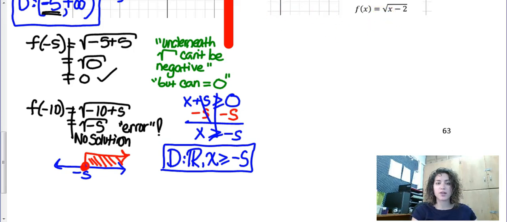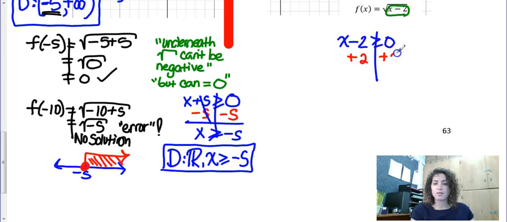So I'm going to take what's underneath the radical. In fact, I'm going to circle it. And I'm going to set up an inequality. I'm going to write x minus 2 is greater than or equal to 0 and solve. I'm going to add 2 to both sides. Draw a line. And I get x is greater than or equal to 2.